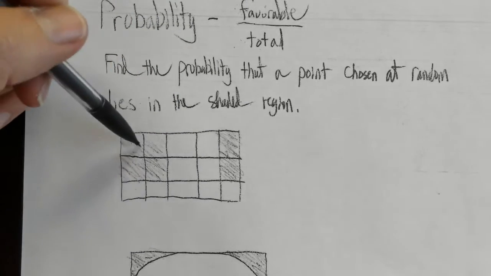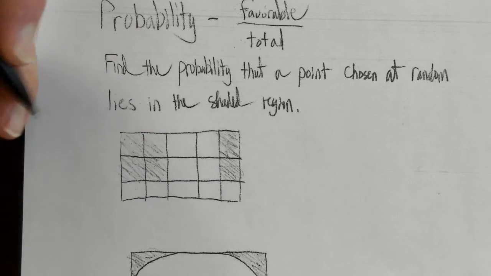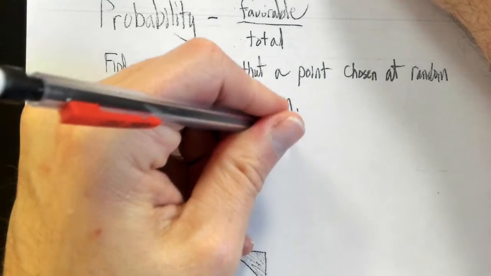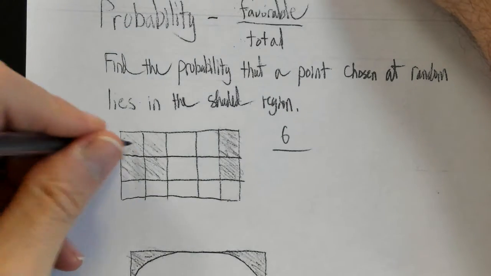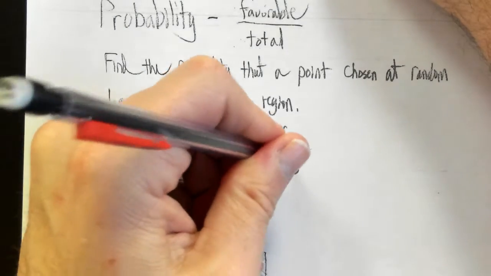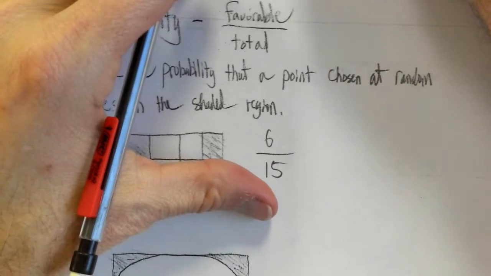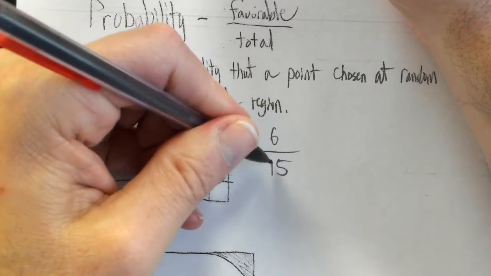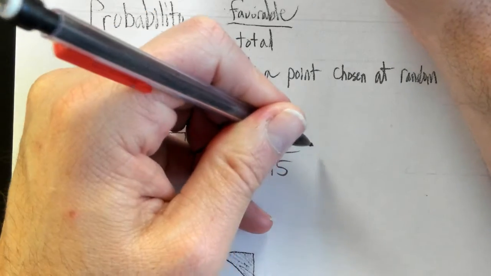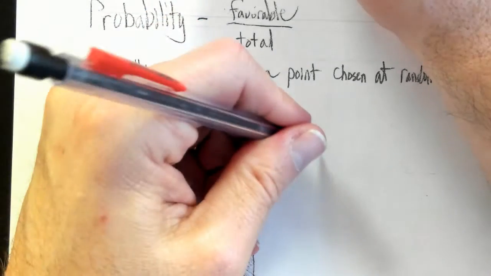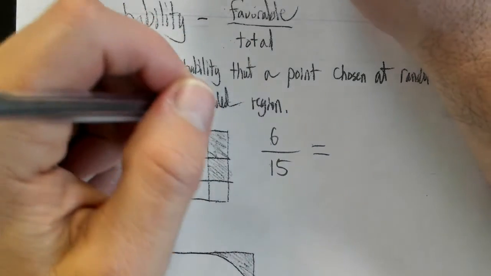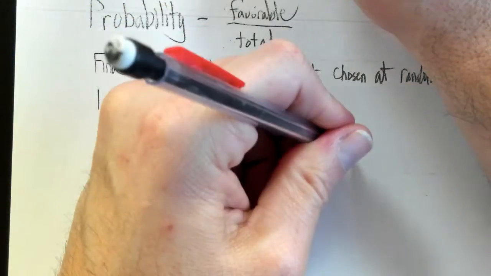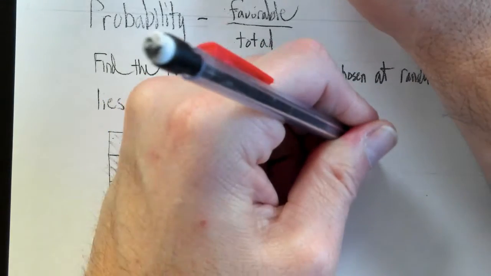Now when you've got squares like this, it's easy because all you have to do is count the squares. How many gray squares? There's 6. How many total squares? 3 by 5, there's 15. And so probability can be expressed as a fraction. You can either reduce that fraction, or it can also be expressed as a decimal. So if you divided this out in your calculator, you would get 0.4.